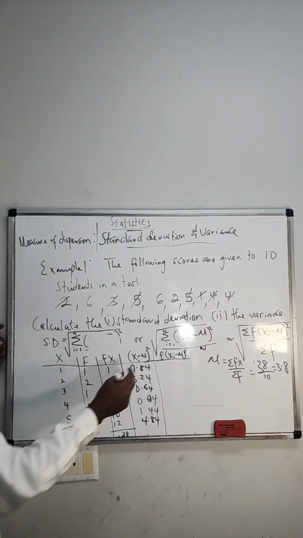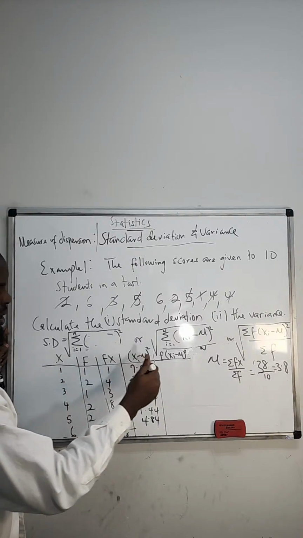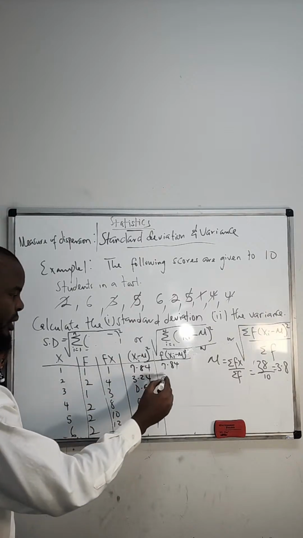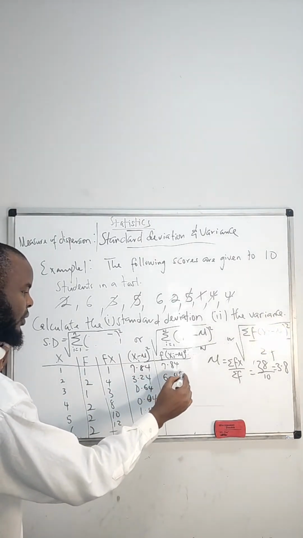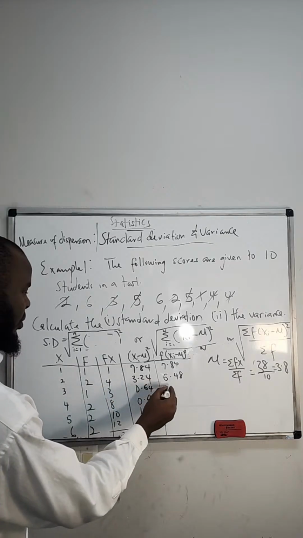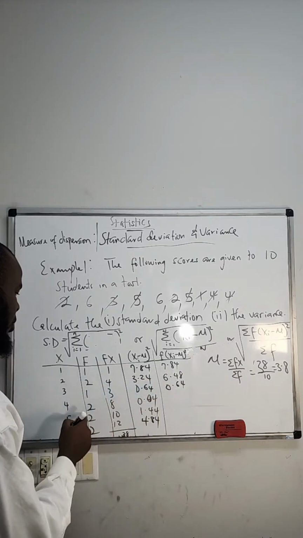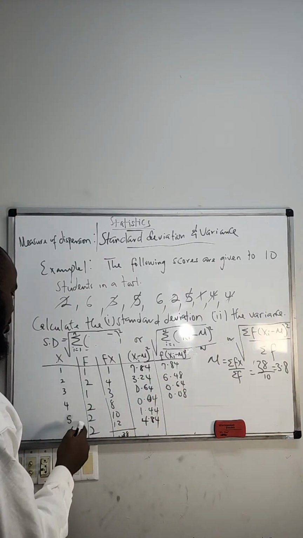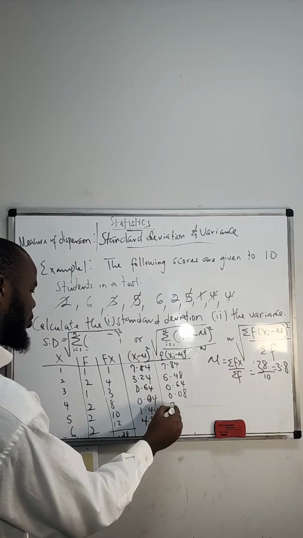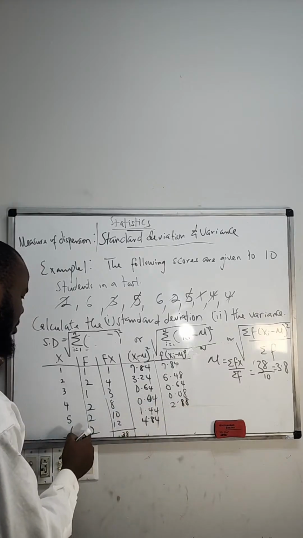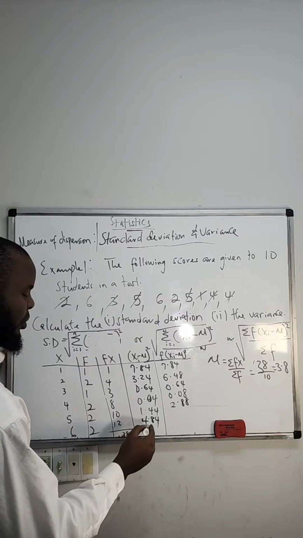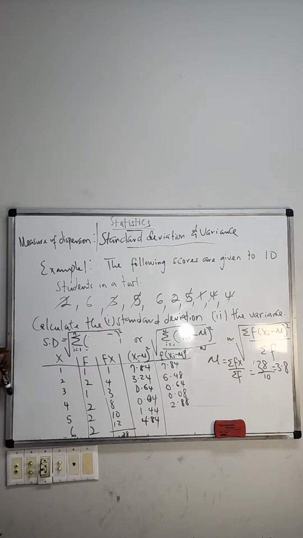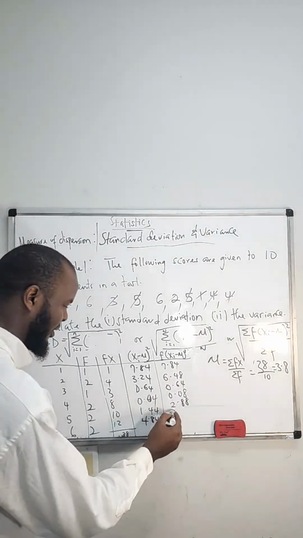So now multiplying this by the frequency. So 1 times this is still going to be the same. 2 times 3.24 should be 6.48. 1 times 0.64 is just 0.64. 2 times 0.04 is 0.08. 2 times 1.44 is 2.88. 2 times 4.84 should be what? 9.68.